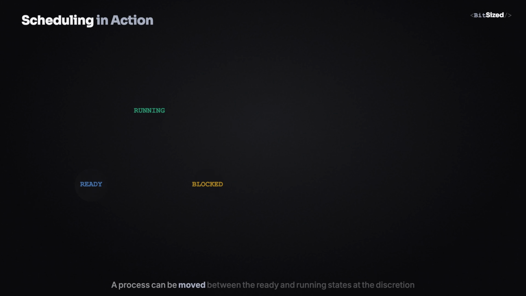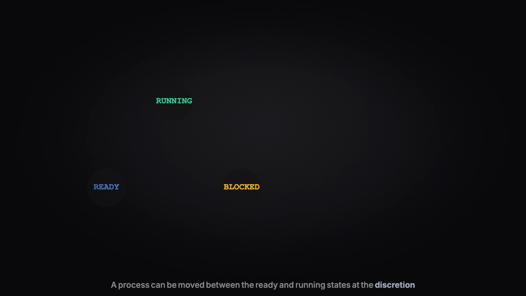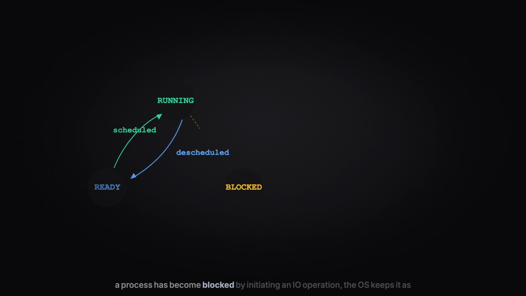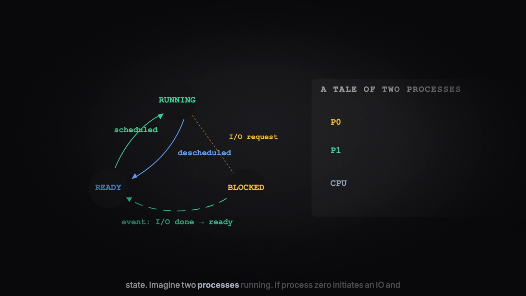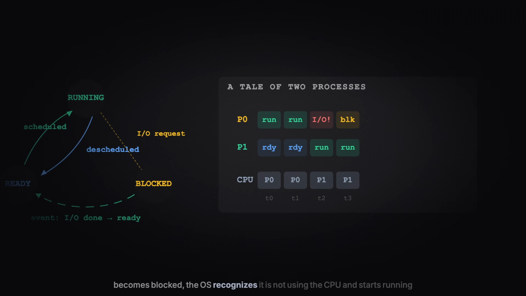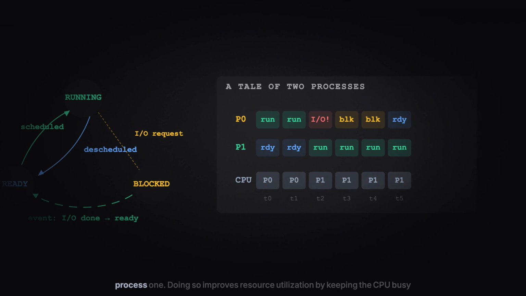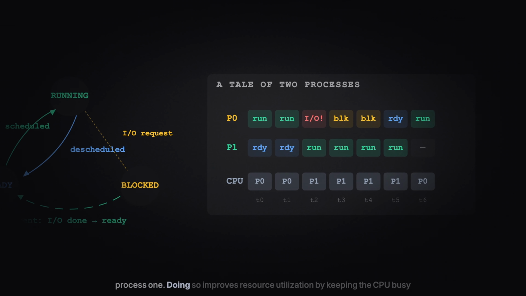A process can be moved between the ready and running states at the discretion of the OS. Being moved from ready to running means the process has been scheduled. Being moved from running to ready means it has been descheduled. Once a process has become blocked by initiating an I/O operation, the OS keeps it as such until an event occurs, like I/O completion, moving it back to the ready state. Imagine 2 processes running. If process 0 initiates an I/O and becomes blocked, the OS recognizes it is not using the CPU and starts running process 1. Doing so improves resource utilization by keeping the CPU busy while the other process waits.